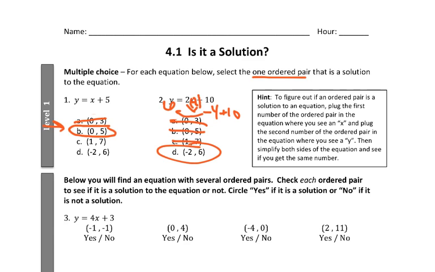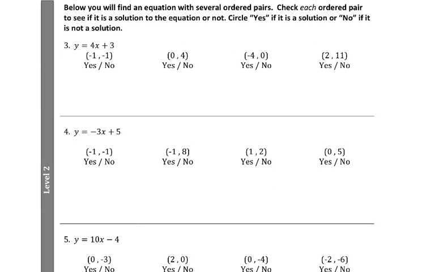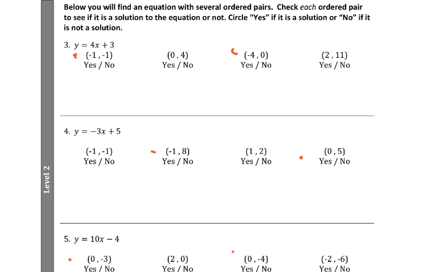Okay, so for these level 2 questions, we're basically doing the same thing, only it's possible that more than one of these answers is going to be right. So that's kind of why you have this yes or no option. So what I'm going to do is check the checkerboard ones. So I'm going to do this one and this one, this one and this one, then this one and this one. Okay, and I'm going to leave all the rest up to you.